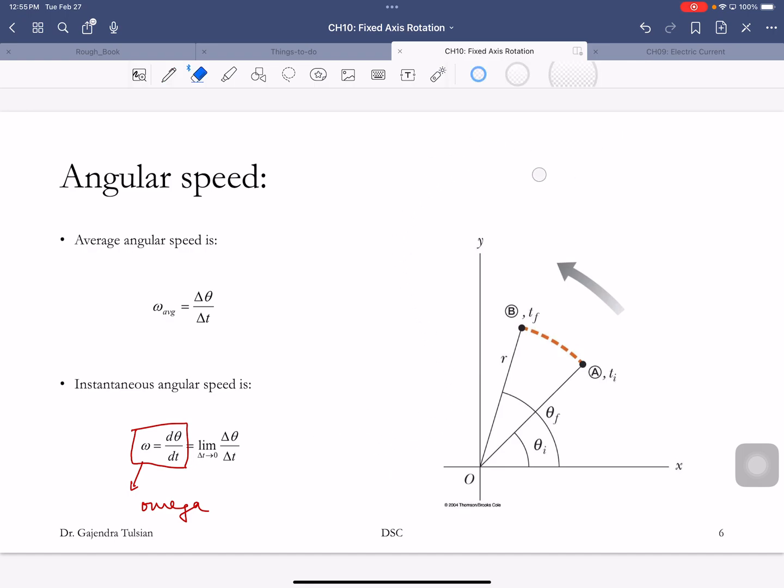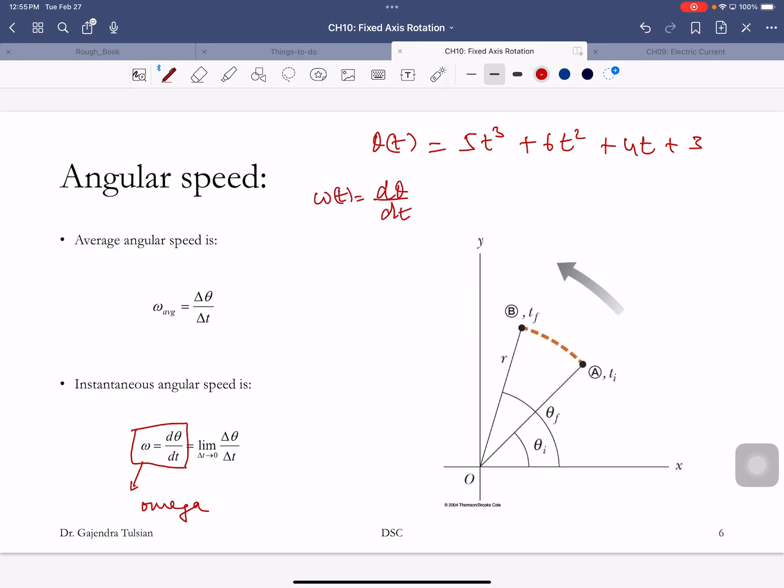So let's do an example. Let's say theta of t is given by 5t cubed plus 6t squared plus 4t plus 3. What is d theta by dt, the angular velocity as a function of time? It's 15t squared plus 12t plus 4. So now you know how to do that.